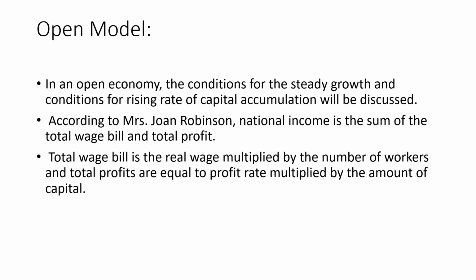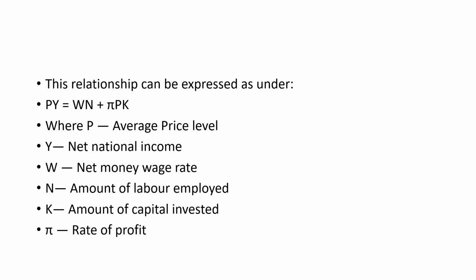Now coming to the open model, in an open economy the conditions for steady growth and the conditions for rising capital accumulation are the basic essence of the model. According to Joan Robinson, national income is the sum of the total wage bill and total profit. This is something we have already discussed in the assumptions. The total wage bill is the real wage rate multiplied by the number of workers in the economy, and total profit is the profit rate multiplied by the amount of capital used for production.